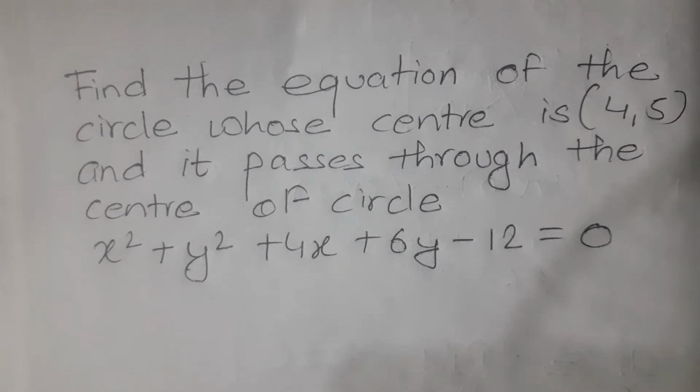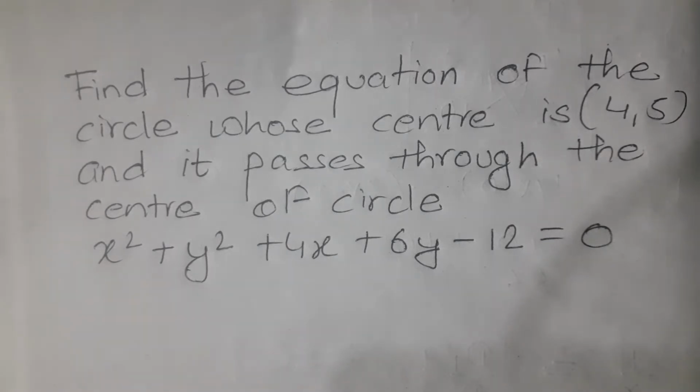Yes, the circle of optional maths, and the question is related to the question of grade 10 optional maths book. So here you can see the question is like this. Find the equation of the circle whose center is 4,5 and it passes through the center of the circle x square plus y square plus 4x plus 6y minus 12.